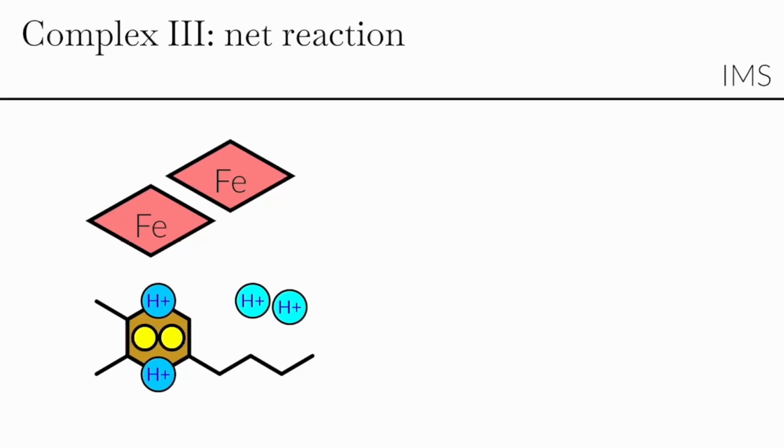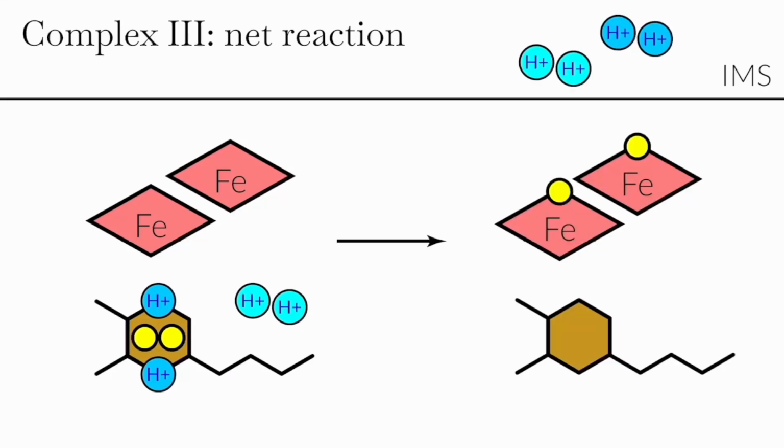So we have a QH2 that comes in with 2 protons and 2 cytochrome Cs, which are in their oxidized form. And we have 2 protons that come from the matrix. When you do this whole complicated Q cycle looping thing, what you end up with is an oxidized Q, 2 reduced irons in cytochrome C, and you've moved 4 protons across the bilayer. So this whole complicated Q cycle thing in net moves 4 protons and loads 2 electrons onto cytochrome C.